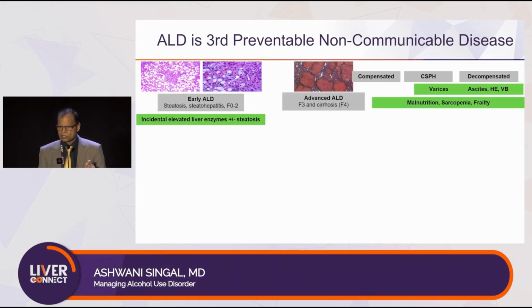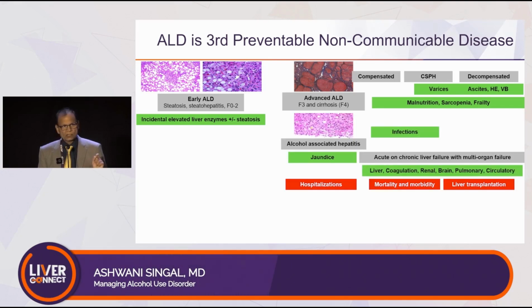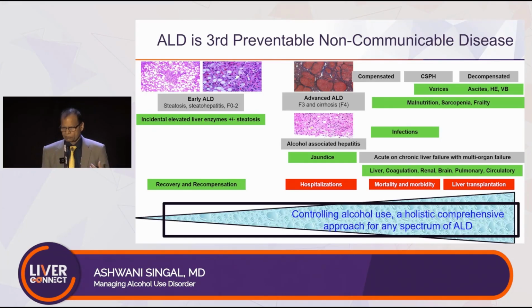And whether it is an early stage liver disease or advanced stage liver disease or alcohol-associated hepatitis, if you don't control the alcohol use, you are driving the bad outcomes like hospitalizations, mortality, or maybe liver transplantation. And if you improve your alcohol use, then the recovery can happen. We have seen patients from the transplant list who have been delisted just because they have improved so much, and recompensation even can happen.